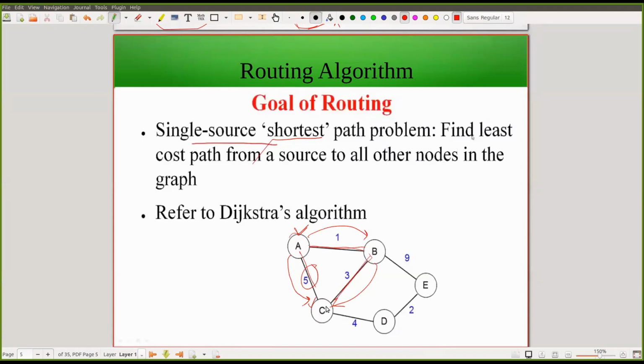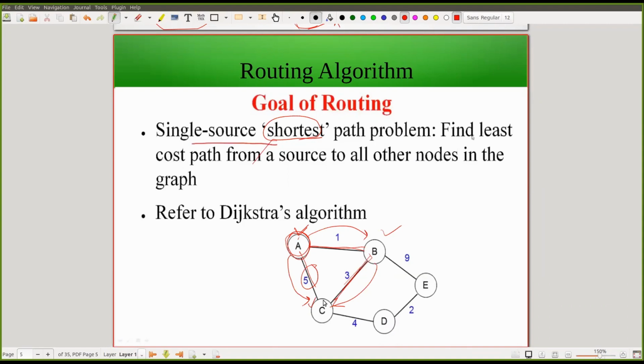While deciding the path to a particular destination, the routing algorithm searches for the shortest path. That means from node A, the routing algorithm will find the least cost of going to B, C, D, and E. To all other nodes from a particular node, what is the minimum distance or shortest path? That will be decided by the routing algorithm.